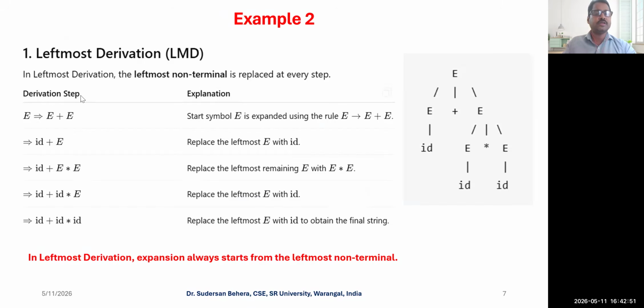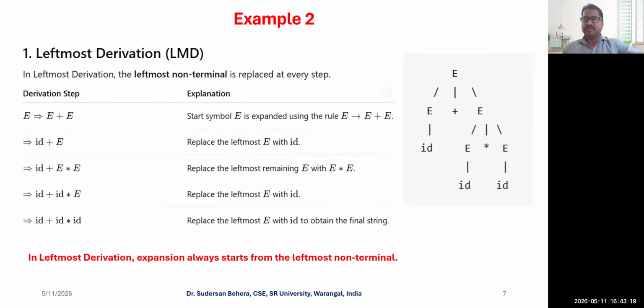So it is leftmost derivation. In the leftmost derivation, the leftmost non-terminal is always replaced first. In every step, the leftmost non-terminal gets replaced. So you start; here the derivation steps are given, and on the right-hand side the explanation is also given for your better understanding. Okay. So what is the start symbol of the grammar here?